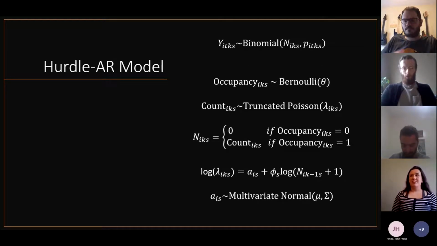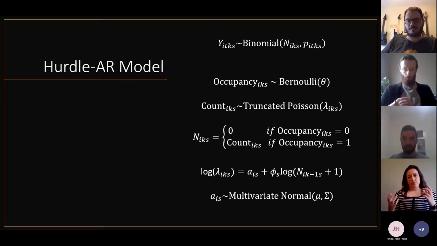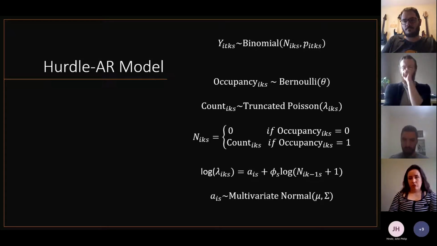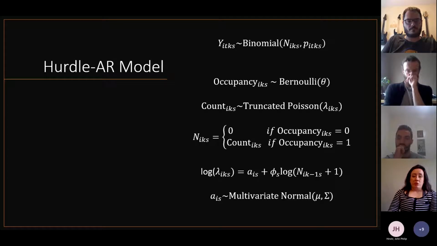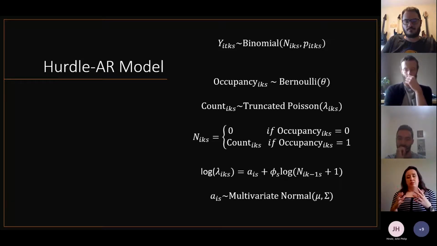And finally, we have what we've called a hurdle AR model, which is a straightforward combination of the hurdle model and the autoregressive model. We've got our autoregressive term in the abundance from our autoregressive model, and then we've got our two-stage data generating process from the hurdle model. This type of model is useful if you have data that was collected over large time spans that also contains a large number of zero counts.